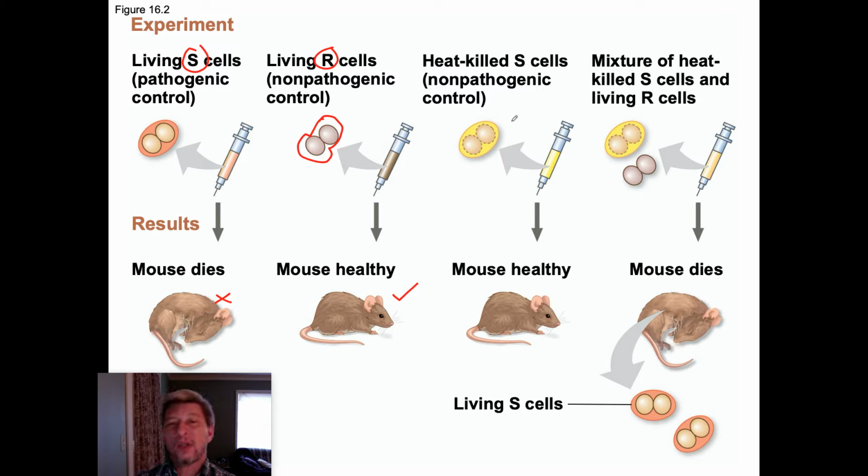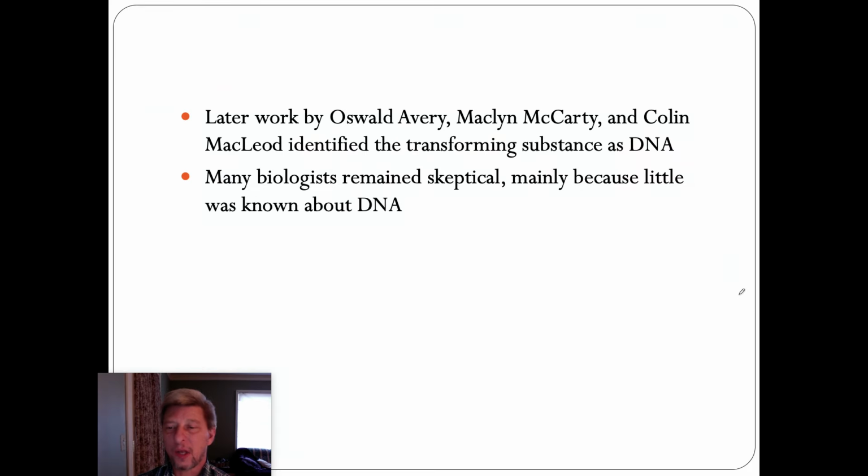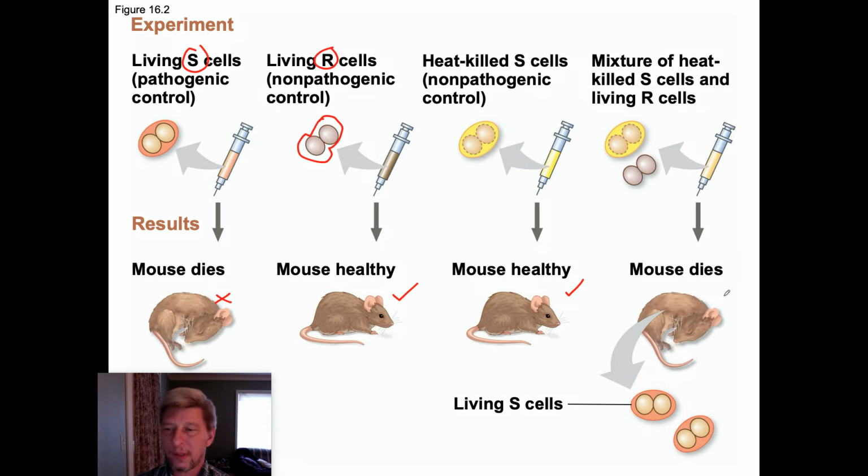Then he took heat-killed S cells, dead cells now, and injected them into mice, and found that the dead bacterial cells didn't cause any disease in the mice. But when he took a mixture of heat-killed S cells and live R cells, the mice died again. And again, that indicates that the DNA from the smooth cells somehow ended up in the rough cells.